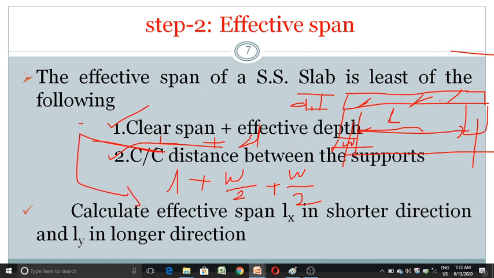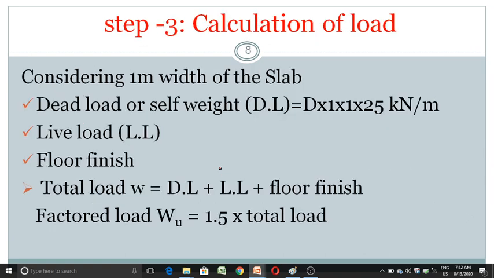If you are calculating the effective length along the x direction, in the clear span you have to substitute the clear span Lx value, the x directional value. And if you are calculating the effective span along the y direction, in place of this L you have to substitute the length of the slab along the y direction. So after substituting that, we will get the effective length of the span.